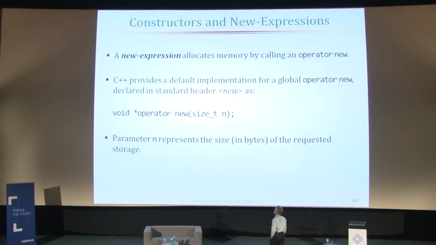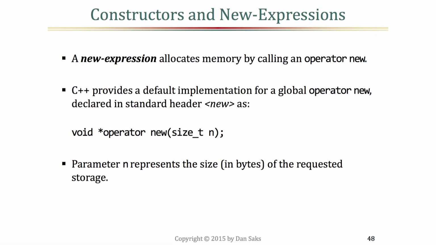Next. Just a little bit of background. When you write a new expression in C++, a new expression turns around and calls an operator new that does the memory allocation. And operator new is very much like a call on the C function malloc. You give it the number of bytes you want to allocate, and it returns to you a pointer to the storage that it just allocated.